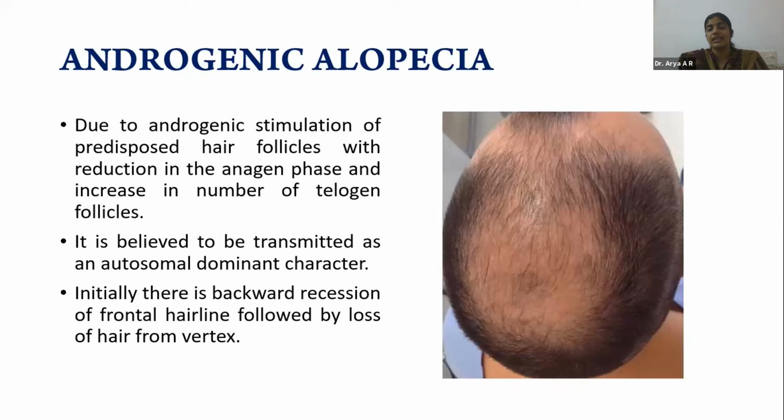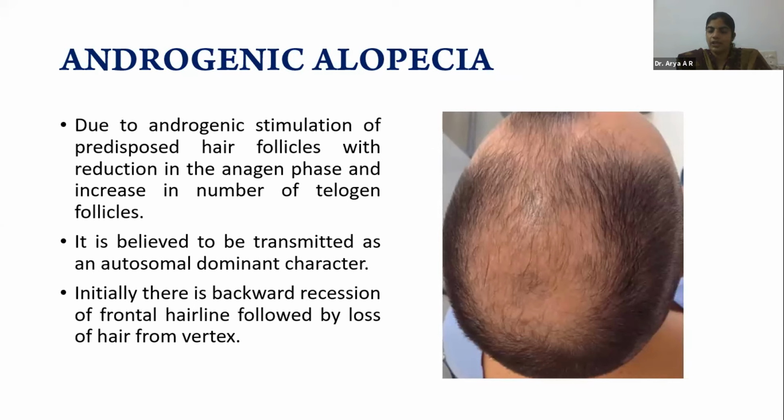It is commonly seen in men. That is called male pattern baldness. This is due to androgenic stimulation of predisposed hair follicles. What happens is that there is a reduction in the anagen phase and an increase in the number of telogen follicles. So there is more hair fall than hair growth.